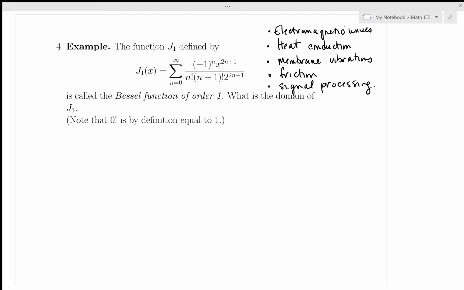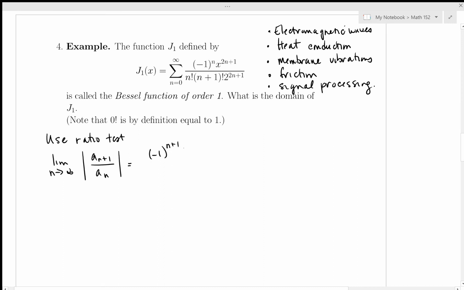So we're going to again use the ratio test. So let's make note of that. Use ratio test. So I'm going to compute that limit. The limit as n goes to infinity, the absolute value of a_{n+1} divided by a_n. And so I'm going to put a_{n+1} here. That's going to be (-1) to the n+1, x to the 2(n+1) plus 1. Be careful with the brackets like this so that you make sure you're substituting in n+1 where n is, and you've got the brackets on to indicate that properly.